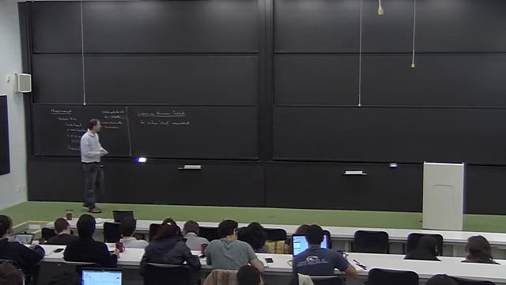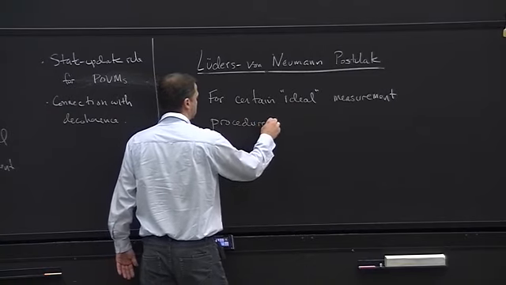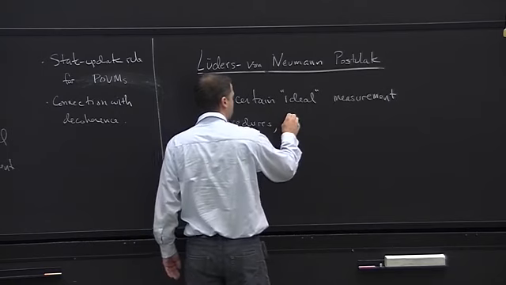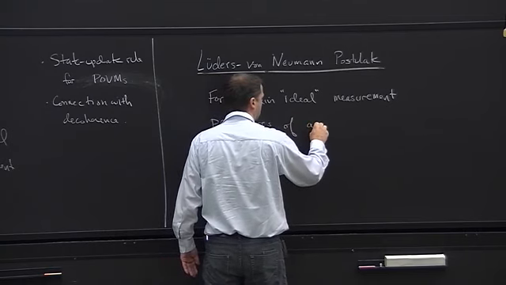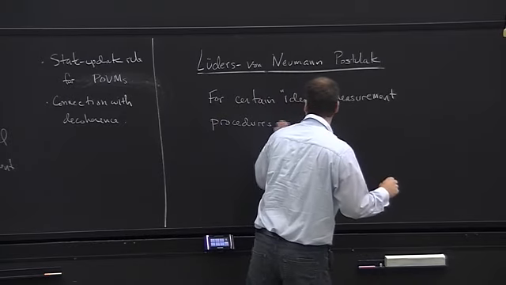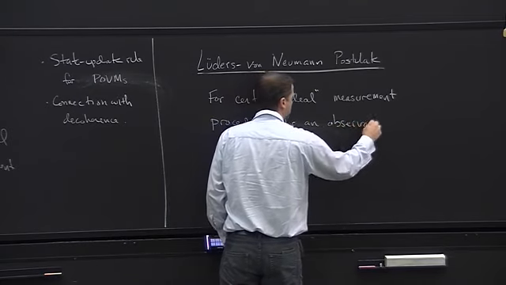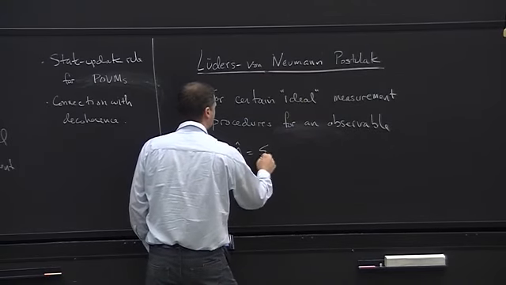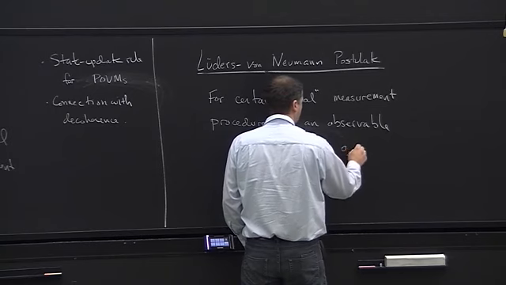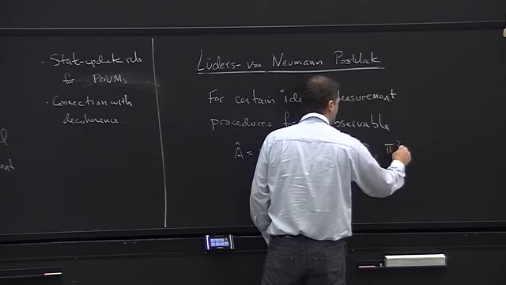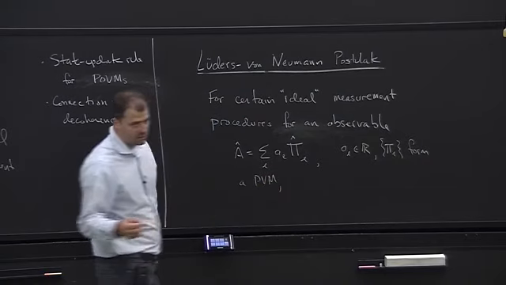Okay, we're going to talk about the Lüders–von Neumann postulate, which is that for certain ideal measurement procedures, the state after measurement, for an observable A equals the sum over l of a_l pi_l, where the a_l are real as usual, and the pi_l form a PVM, which means it's an orthogonal set of projections that span the Hilbert space.